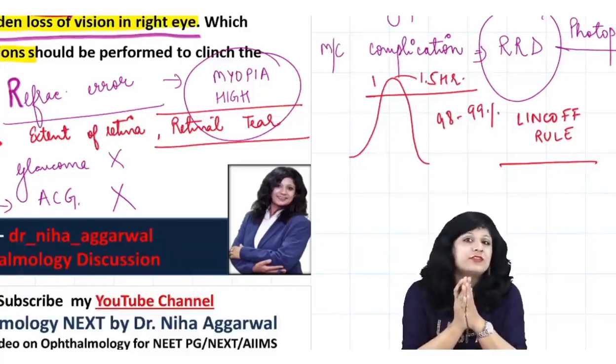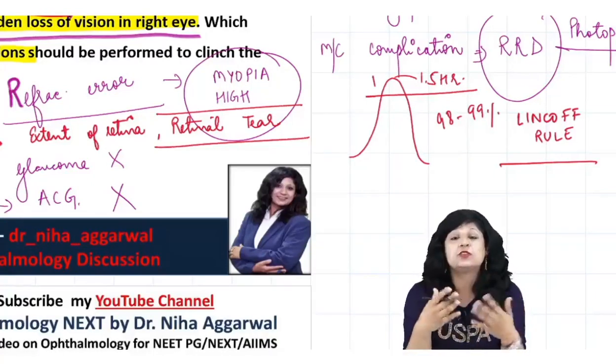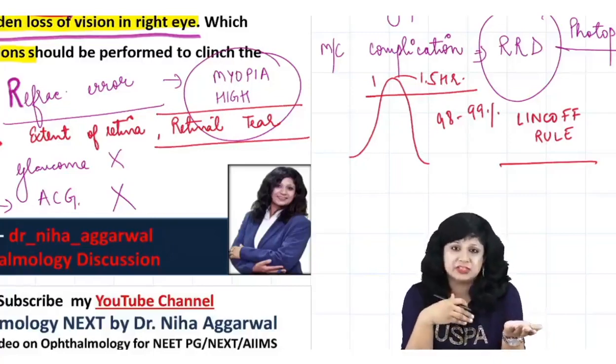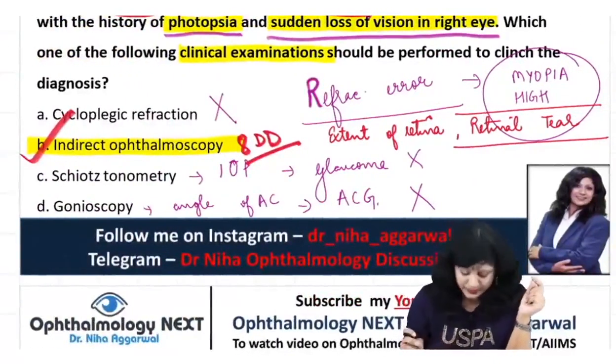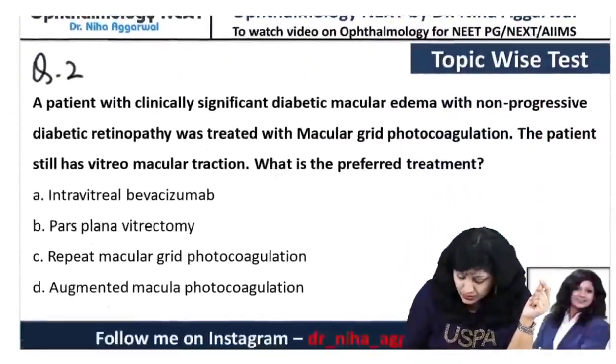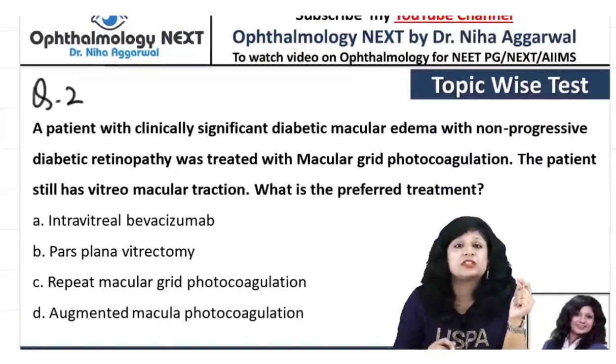So for sealing of the retinal hole, it is very important that you know where you have that retinal hole. So the answer to this question is indirect ophthalmoscopy. Alright. Now coming to question number 2.